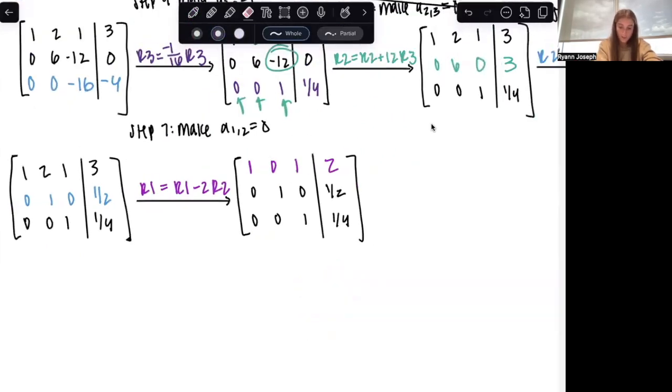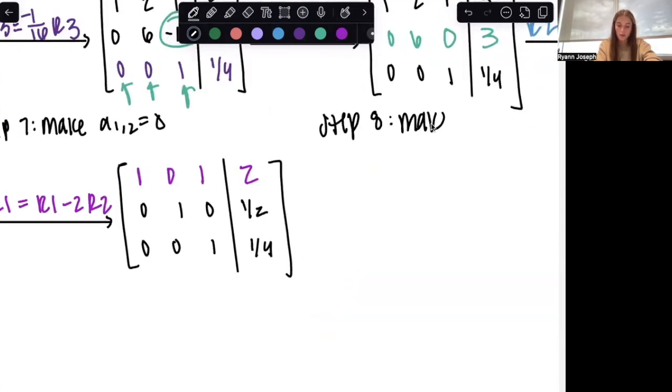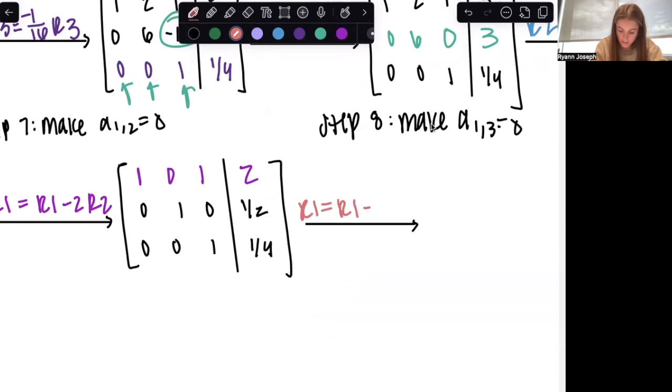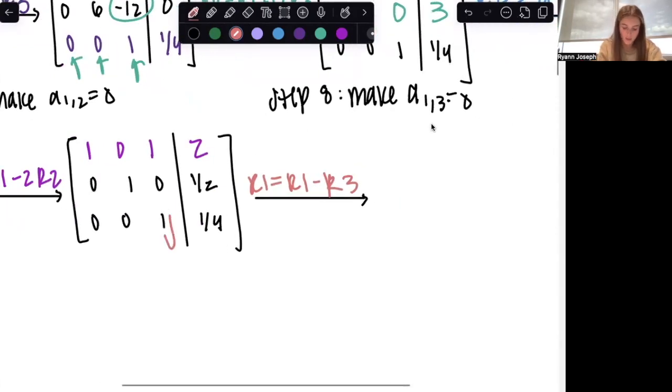Cool. The last thing I'm going to do is get rid of this guy, make this into a 0. So step 8 is make A1,3 equal to 0. I'm going to use the third row to do this. So row 1 is equal to row 1 minus row 3, because I can use this one to get rid of this one.